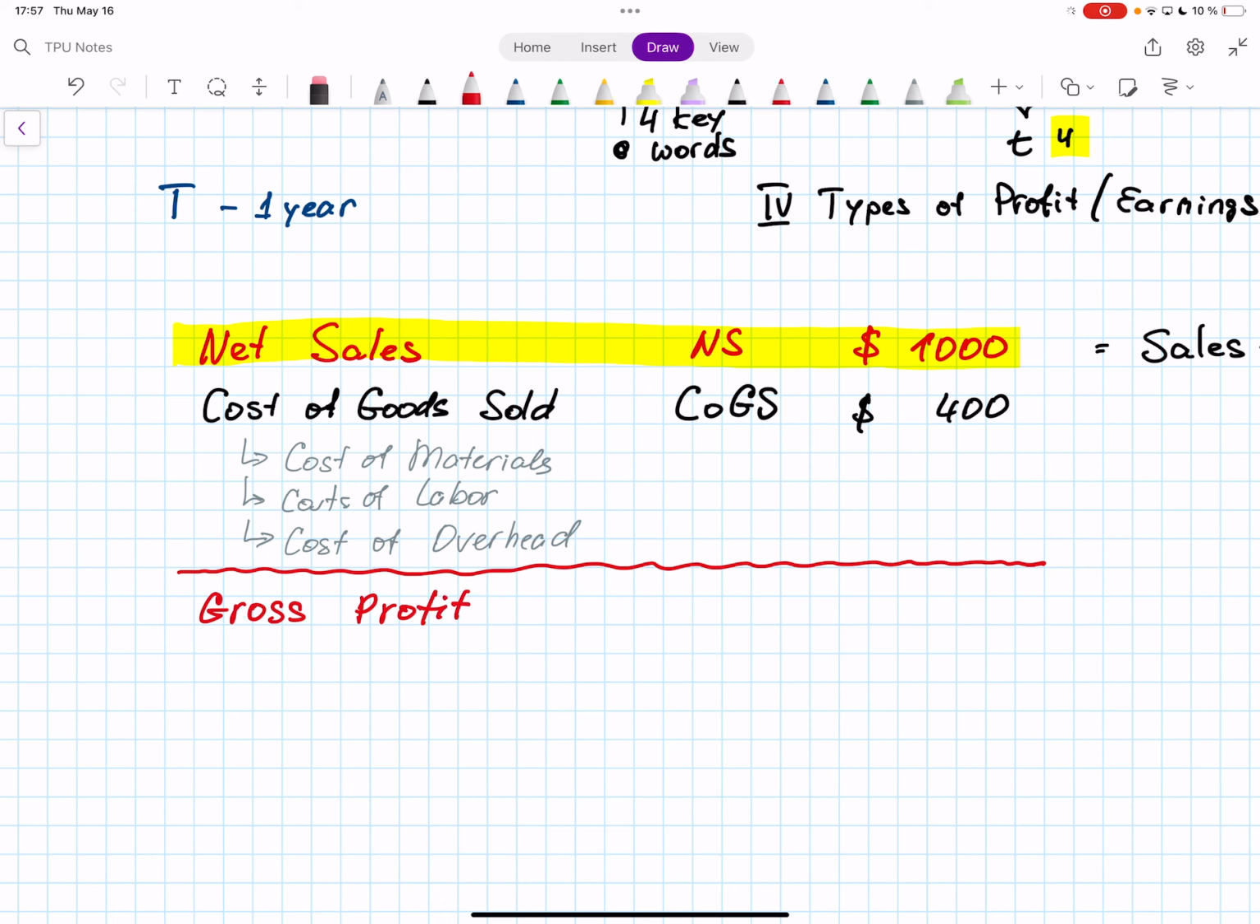Gross profit. How much will be gross profit if net sales is 1,000 and cost of goods sold is 400? Net sales minus cost of goods sold, so 600. Okay, so 1,000 minus 400 equals 600. This is our gross profit. So this is the first type of profit that we will study.